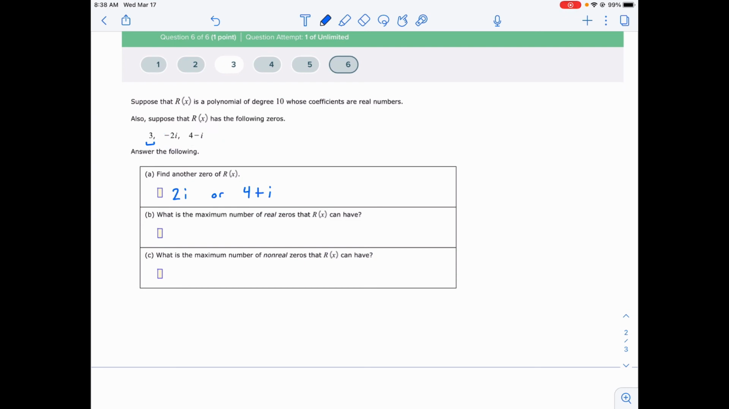The next question says, what is the maximum number of real zeros that r of x can have? Well, in this case, it has a degree of 10, so that means there are 10 total roots or zeros between complex and reals that they bring together. So in this case, if you look at the problem, they've already given us 2 complex, which means we can account for technically 4 complex solutions so far. So 10 minus 4 means that the 6 remaining solutions could all be real. So this answer here is 6.